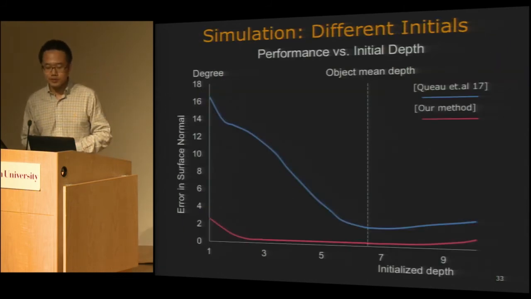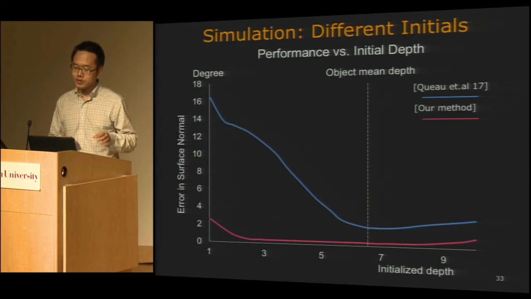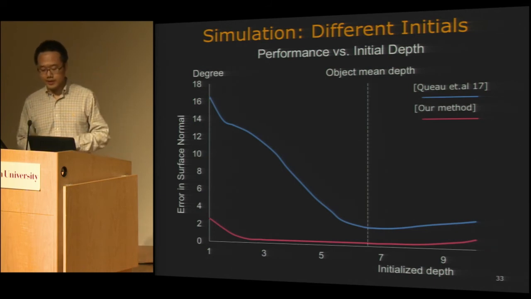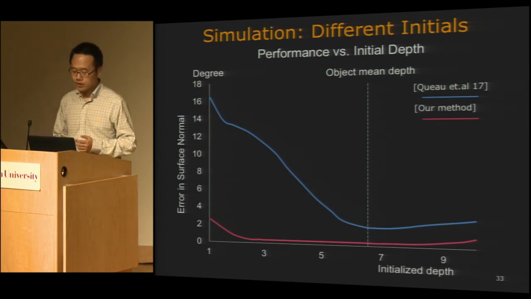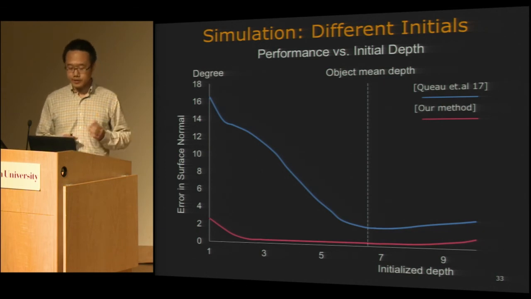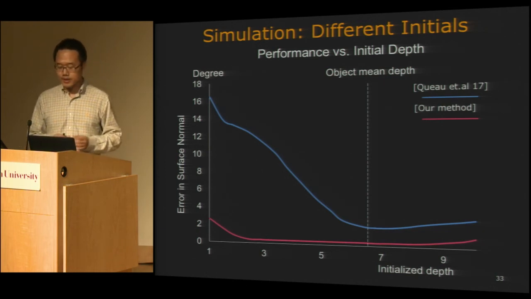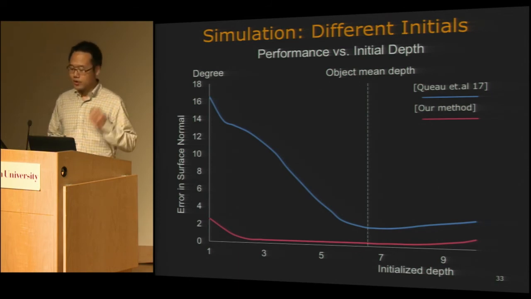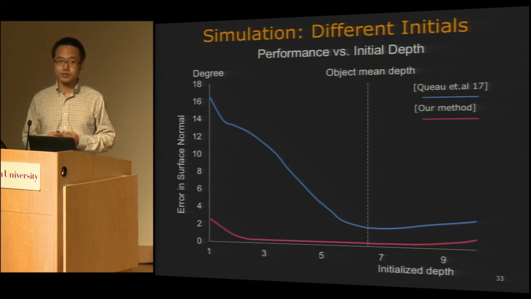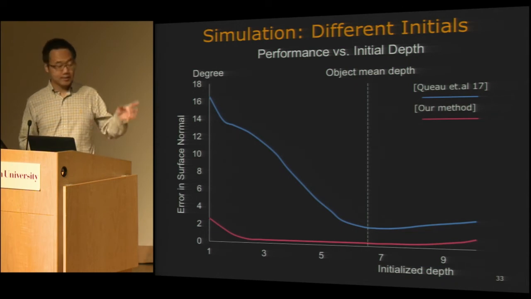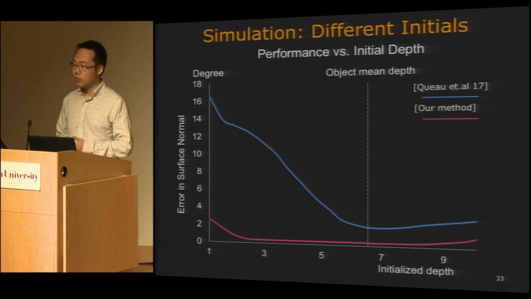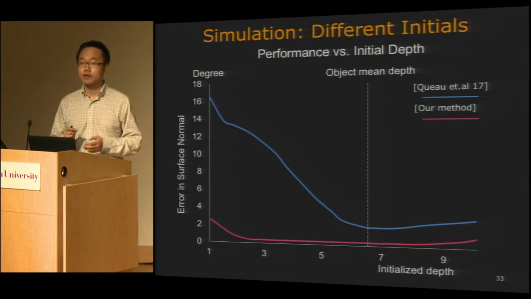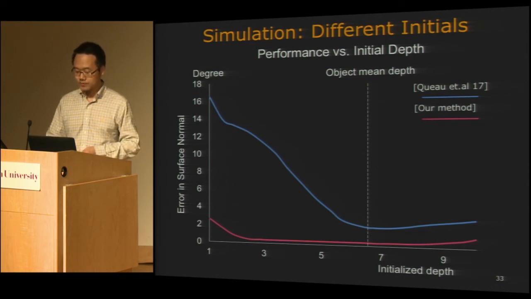So here we show the performance with respect to different initial guesses in simulation. The performance is measured using the average error in the surface normal estimation. In the simulation experiment, we initialize the scene as a plane parallel to the image plane at different depths. We compare our method with a method proposed by Kuo and his colleagues, where a variational approach was used to optimize the depths directly. As shown, our two-stage algorithm is more robust to the initial depth guess, even if it is very far away from the true depth values.